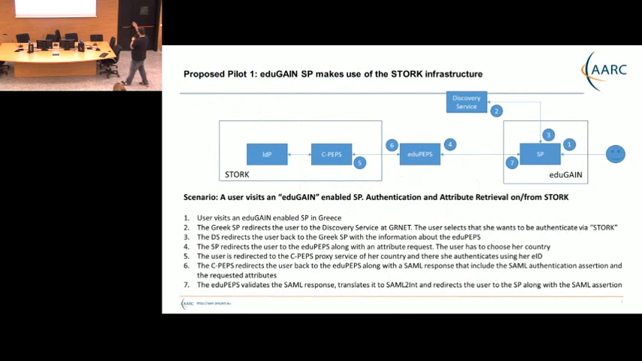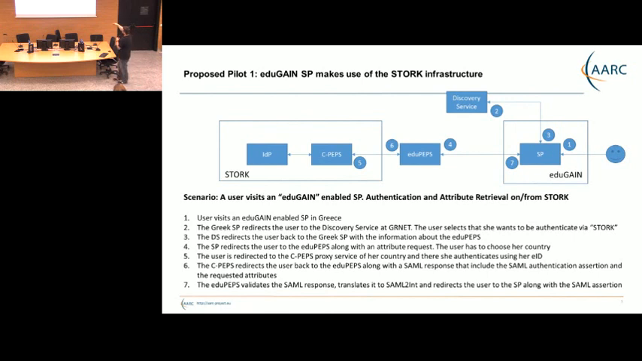So, for the first scenario, the idea is that a user visits an EduGain-enabled service somewhere in Greece, for example. The service provider redirects the user to the discovery service, where the user finds another option, from the set of options that he or she already has, to log in using her eGov ID or Stork. I don't know how we brand it. Then a new flow is started. The discovery service sends the user to this proxy element, which we call EduPeps, which on the one side behaves like a standard IDP proxy within our world, and on the other side is able to talk the Stork SAML protocol.